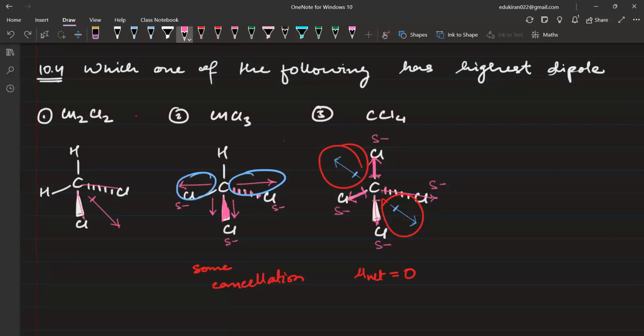What do you think, guys? Right, sir. Right, so no cancellation. And when there is no cancellation, this will have the highest dipole moment, then CHCl3 and then CCl4. I hope all of you understand. See, in chemistry, you don't have to remember too many values. Either they will give you the values, or they just want you to apply your concepts. You have to apply your logic here.